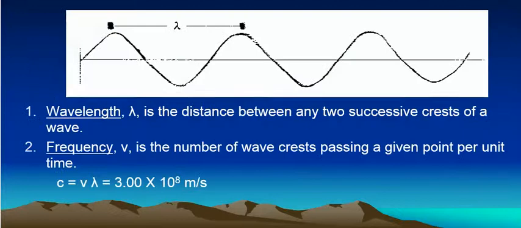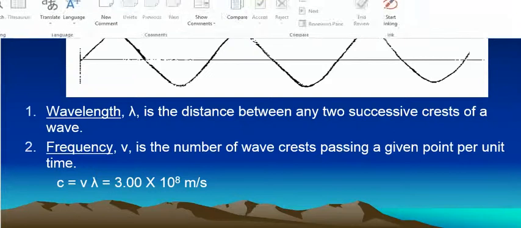So let's look at a diagram of a wave here. I have denoted wavelength on the wave. Wavelength, lambda, is the distance between any two successive crests. It's one complete wave cycle. Frequency, the symbol is nu, is the number of wave crests that pass a point per given time.